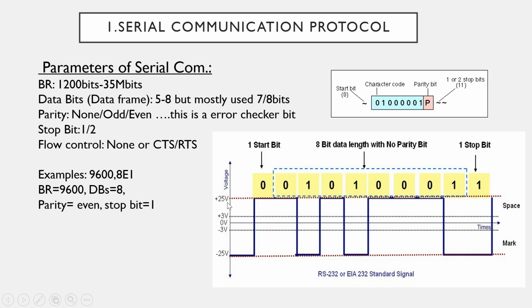Positive voltage means the binary value 0, and negative voltage means the binary value 1. Here the negative voltage means the binary value 1. Here the positive voltage means the binary value 0. Okay, now we'll see how data is communicated from one device to another if there is a parity.